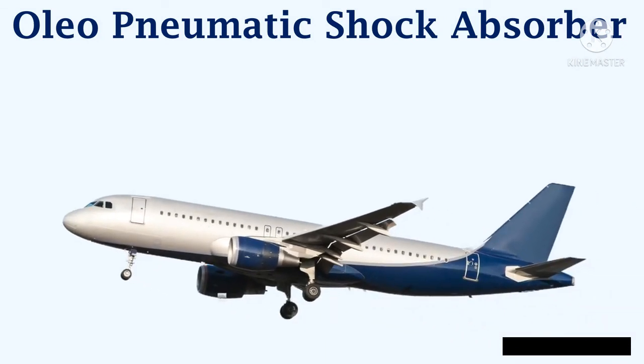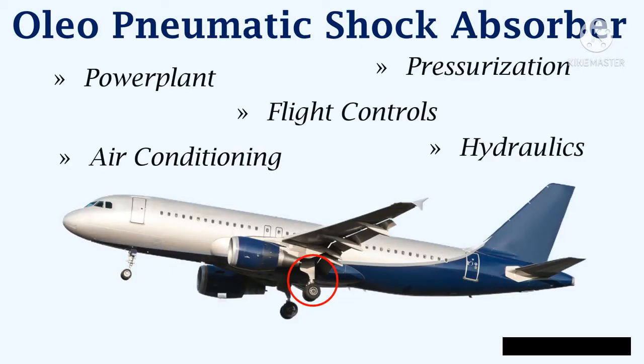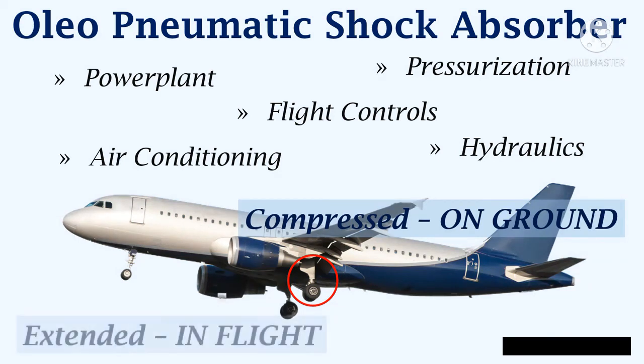On an aircraft, the information from the shock absorber is sent to different systems through different detectors. If the shock absorber is compressed, it means that the aircraft is on the ground. If the shock absorber is extended fully, it means that the aircraft is in flight.